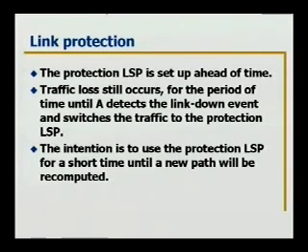So for example, in the Juniper implementation of fast reroute, in the normal day-to-day cases, it can be done in 50 milliseconds, including the detection time. So what you can see is that with this kind of scheme, you can really achieve very, very short amounts of traffic loss. Thirdly, the intention is to use the protection LSP for a short time until a new path will be recomputed.